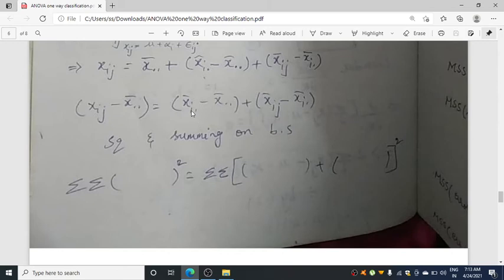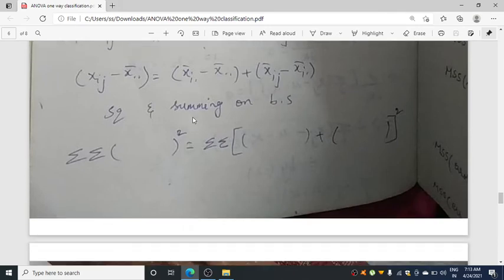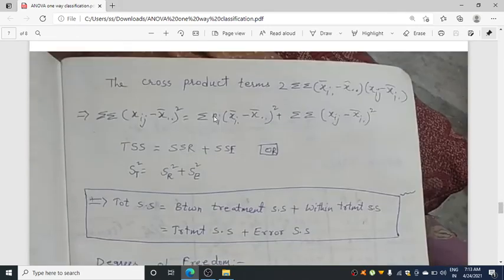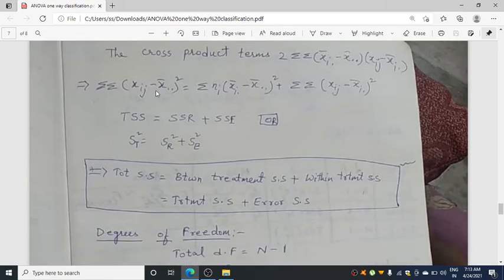So if I want to remove the j summation, j goes from 1 to ni, so I will remove that summation and write ni here with (xi dot bar minus x bar dot dot bar) square, which is equal to this one. Then this is nothing but the total sum of square, this is the row sum of square, and this is the row sum of square error. So we will write ST square is equal to SR square plus SE square.